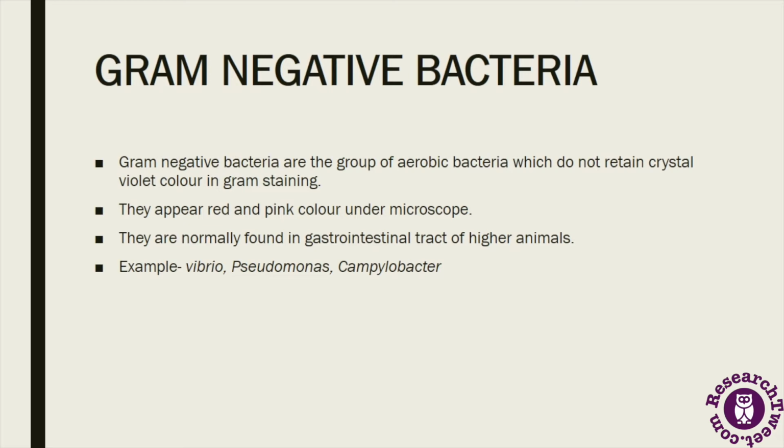That's why they are considered gram-negative bacteria. These bacteria are normally found in the gastrointestinal tract of higher animals. Some examples of gram-negative bacteria include Vibrio, Pseudomonas, Campylobacter and many other bacterial organisms. These gram-negative bacteria are found in a wide range of environments, and their lifestyles range from normal flora to pathogenic bacteria.